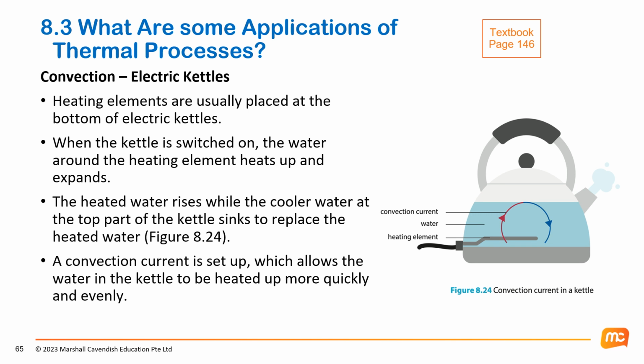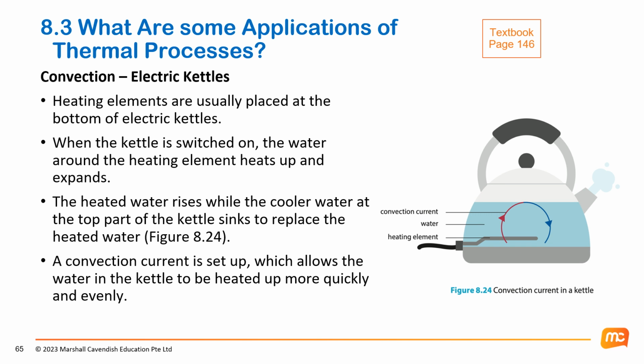So you can see over here in the diagram, it is at the bottom. And also there is a large enough space for the convection current to occur. You cannot have a very narrow, thin kettle that would make it hard for convection current to form. So this design allows the kettle to increase the rate of conduction and convection.